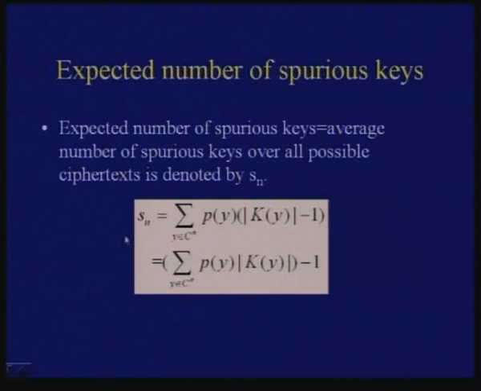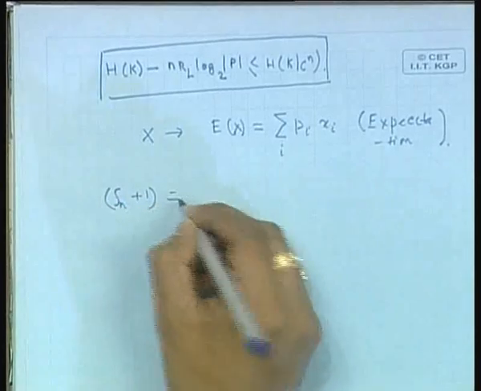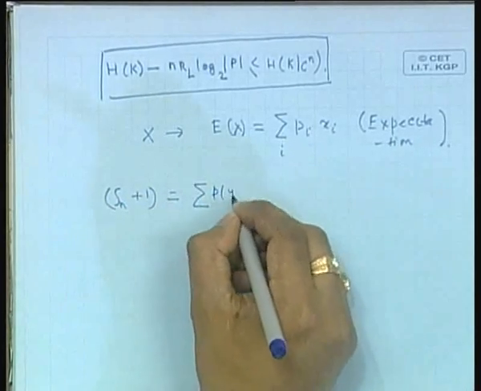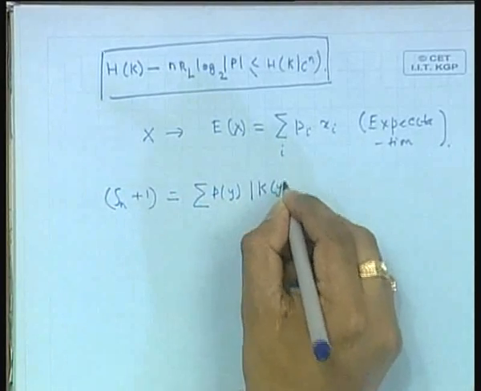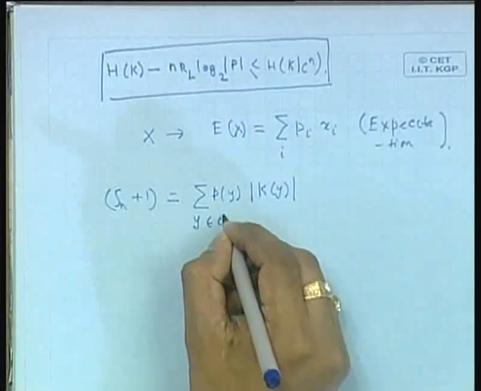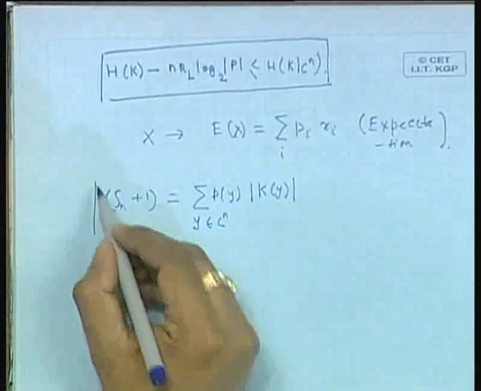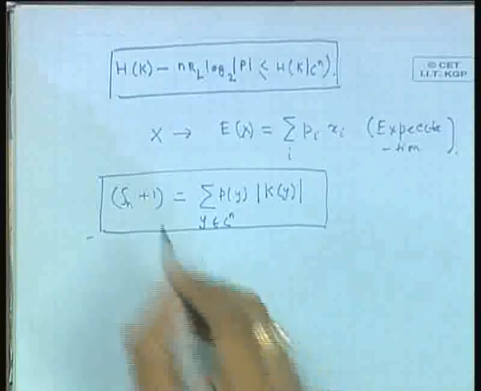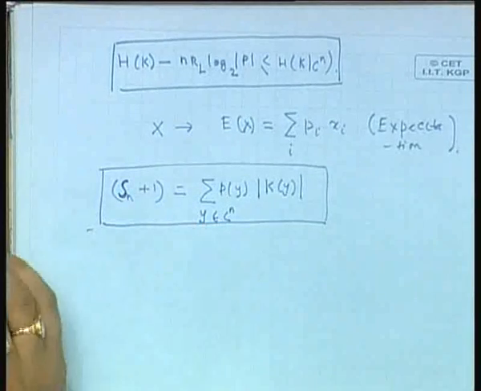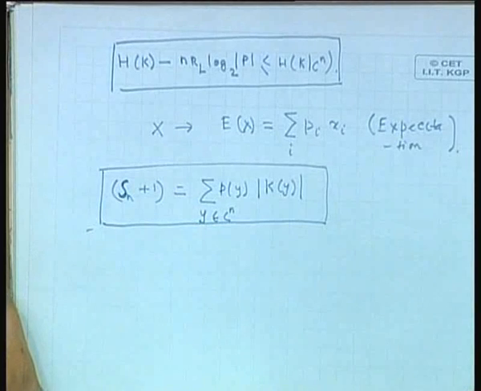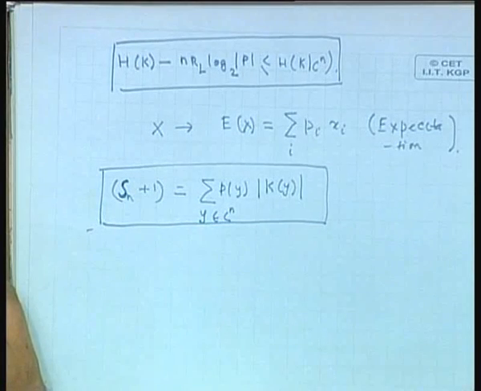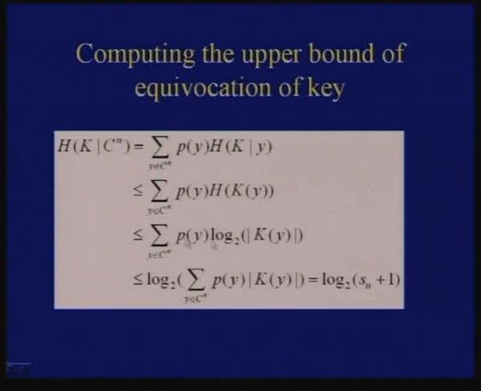So, I can reorganize this equation and write Sn plus 1 is equal to this particular thing, right. Sn plus 1 is equal to the sigma of Py times the cardinality of Ky, where y varies over all possible ciphertexts. We can put this down from the definition of Sn. Therefore, if we need to calculate the upper bound of the equivocation of the key, we go for further calculation from the definition of H(K given Cn).